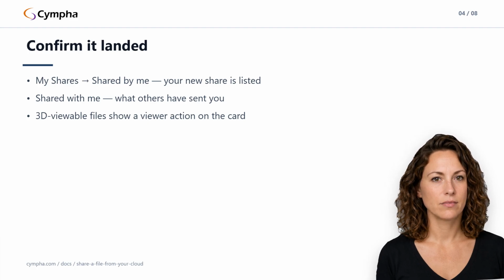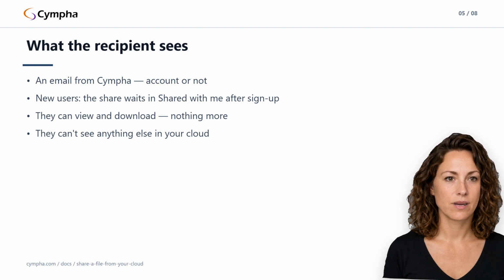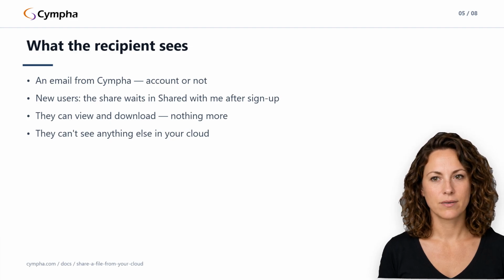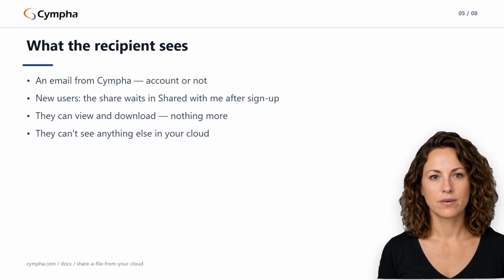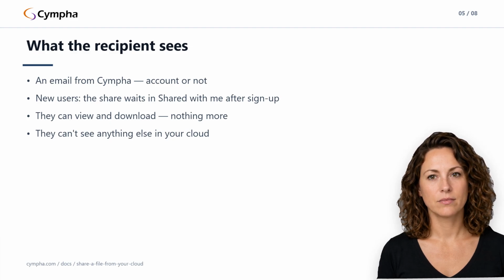Now flip to the other side. Your recipient gets an email from Cympha. If they're already a Cympha user, the share also appears in their Shared with Me section right away. If they're new, they sign up with the same email address you sent to, and the share is waiting for them when they arrive. What can they do with it? View it. Viewable formats open in Cympha Studio, and download it. And that is the whole list. They cannot rename it, delete it, move it, or reshare it to someone else, and they cannot see anything else in your cloud, not the folder it lives in, not your other files, nothing. The share is a window onto exactly one file.